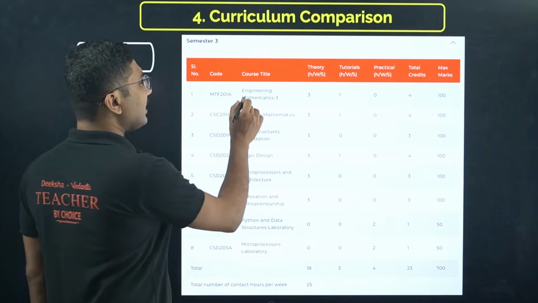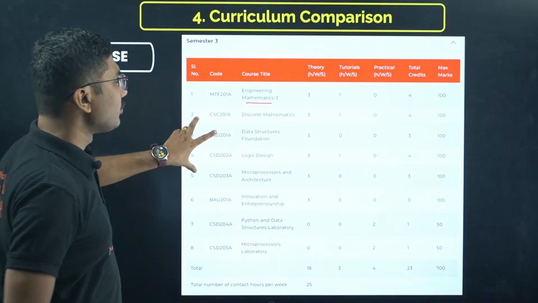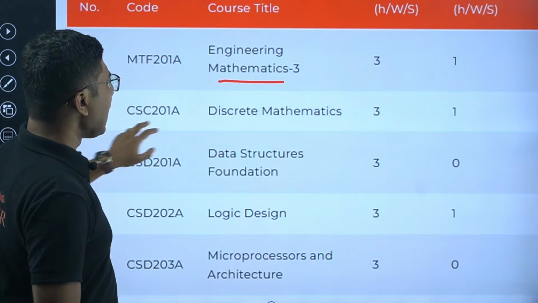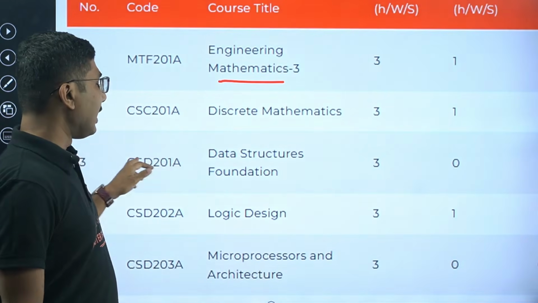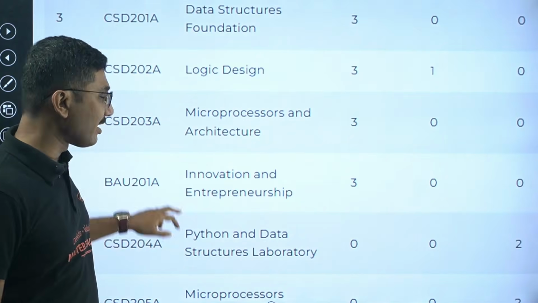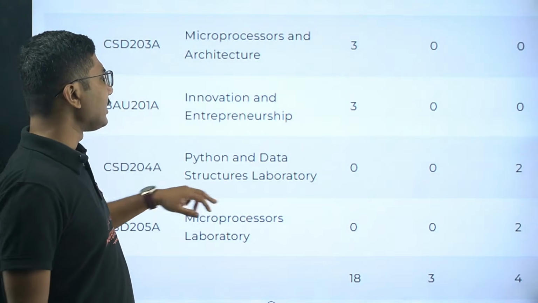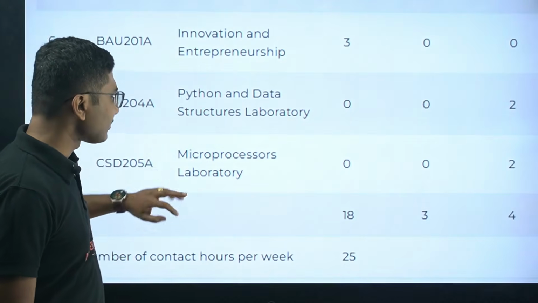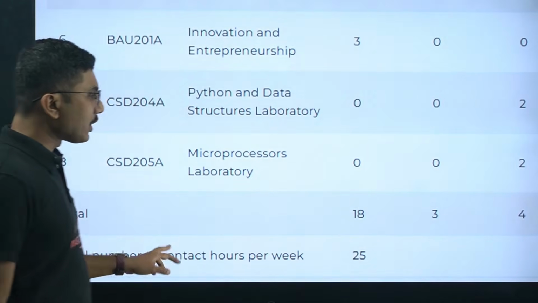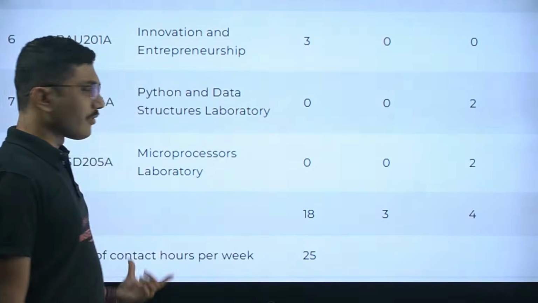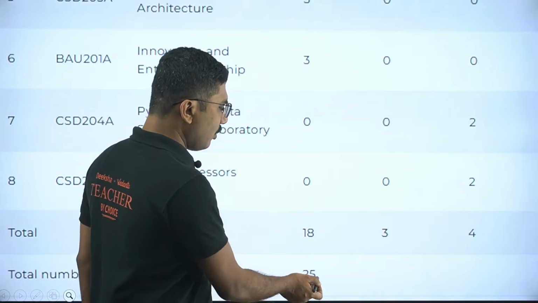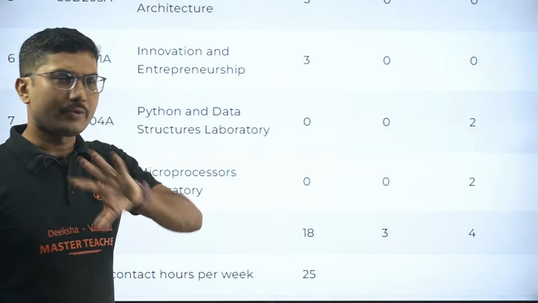So here we have engineering mathematics. The first thing that we have is engineering mathematics, discrete mathematics, data structure foundation, logic design, microprocessors and architecture, innovation and entrepreneurship, Python and data structure laboratory, microprocessors laboratory. And the total number of contact hours, meaning class hours, is 25 hours per week. You have to attend classes 25 hours.